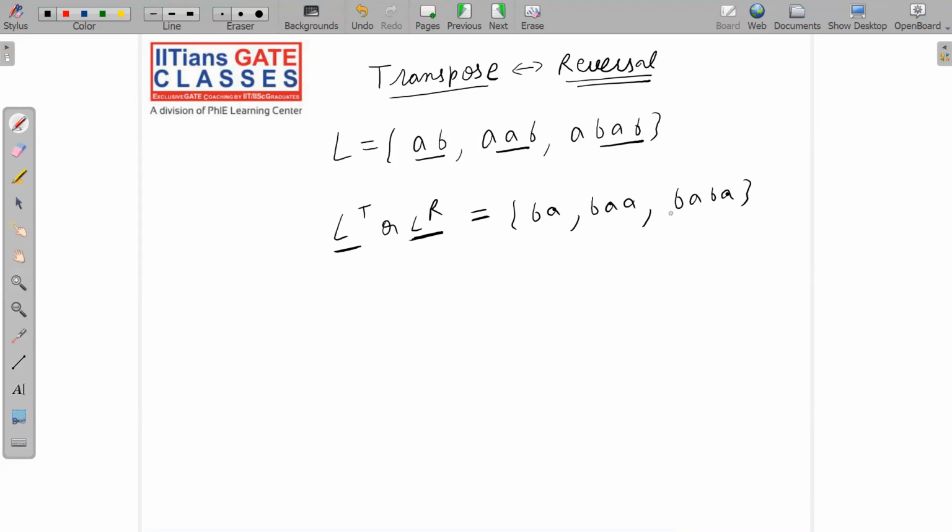So transpose or reversal means you just pick each and every string of the language and reverse it. Let me give you some more idea. If the language is a^n b^m, such that n, m is greater than or equal to 0, first of all, tell me the type of the language. I hope you know all these things. This is a regular language.